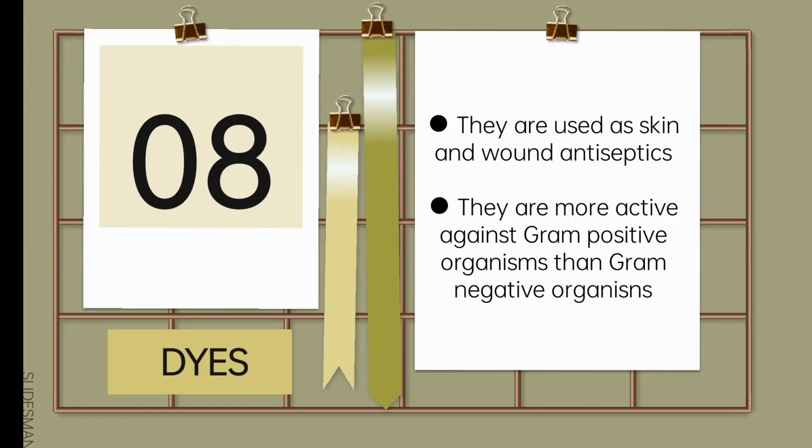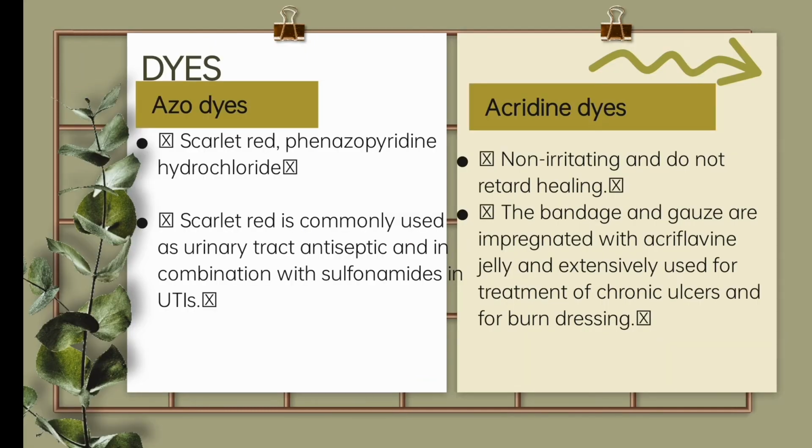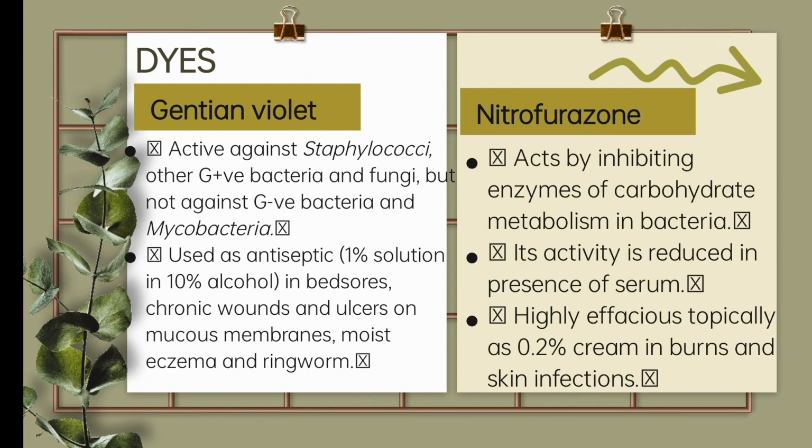Eighth, dyes. They are used as skin and wound antiseptics. They are also more active against gram-positive organisms than gram-negative organisms. Azo dyes, such as scarlet red, are commonly used as urinary tract antiseptics and in combination with sulfonamides in UTIs, while acridine dyes are non-irritating and do not retard healing. Gentian violet is active against Staphylococci, other gram-positive bacteria and fungi, but not against gram-negative bacteria and mycobacteria. Nitrofurazone acts by inhibiting enzymes of carbohydrate metabolism in bacteria.